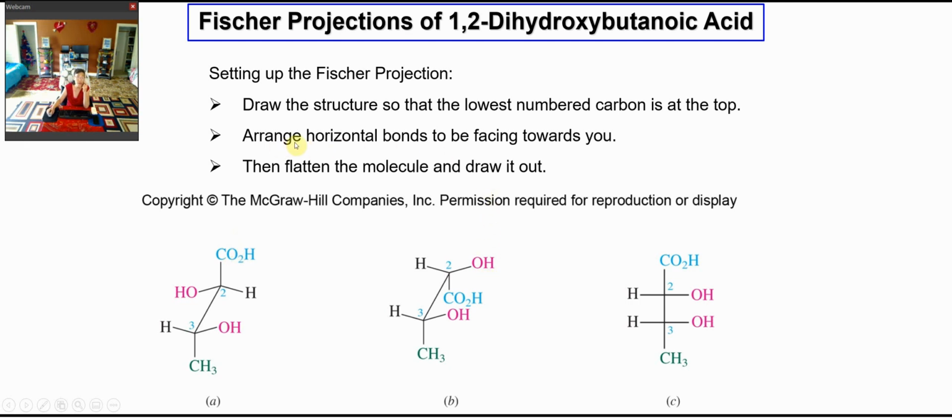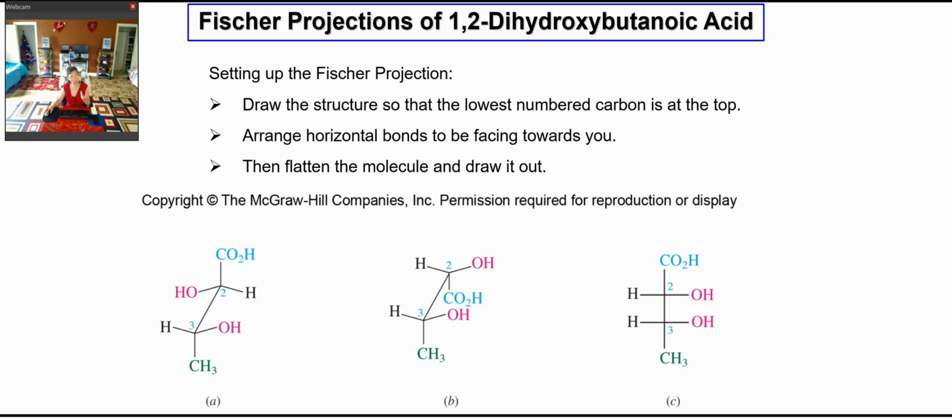And then you are going to arrange your horizontal bonds to be facing towards you. And then the third step, you are going to flatten your molecule and draw it out. So you draw the carbon with the lowest number on the very top, and then draw a line, draw another line, and draw the last carbon, representing 4 different carbons. And your horizontal bonds are the bonds facing towards you, like a hugging position. So that's how you are going to draw it. The last step, you flatten it out.